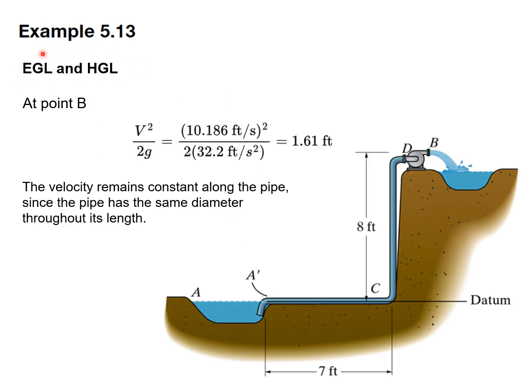So finally, let's calculate the energy grade line and the hydraulic grade line. At point B, we know what the velocity is, so it's very easy to calculate the velocity head there. It's v squared over 2g, 1.61 feet. And this velocity remains constant because the pipe has the same diameter throughout the length.